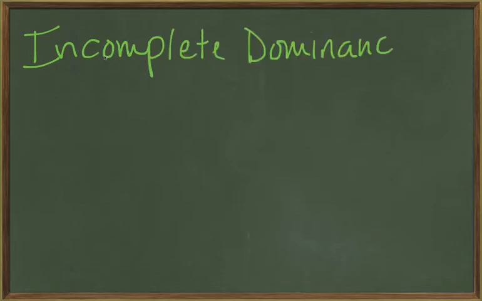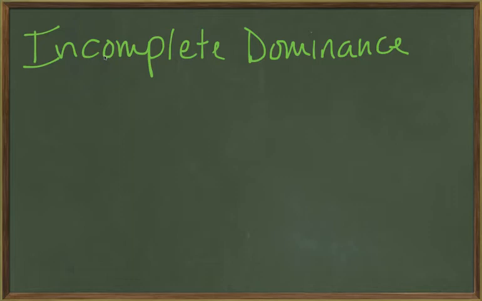The first exception that I'm going to talk about is something called incomplete dominance. From this one, you can already figure out what's going on just by looking at the name. Everything that I've taught you before, there is a dominant gene and there is a recessive gene. If you get the dominant gene, you have the dominant trait, whatever that is.